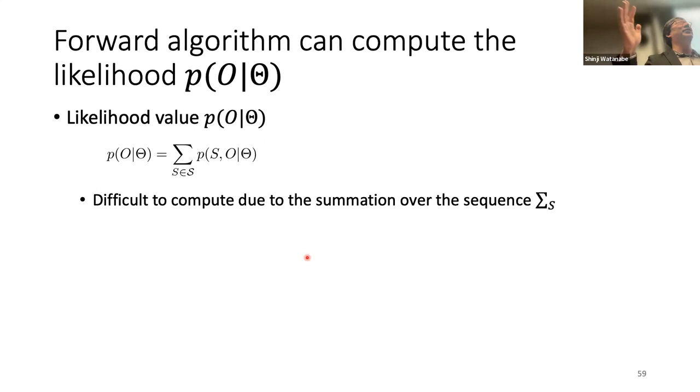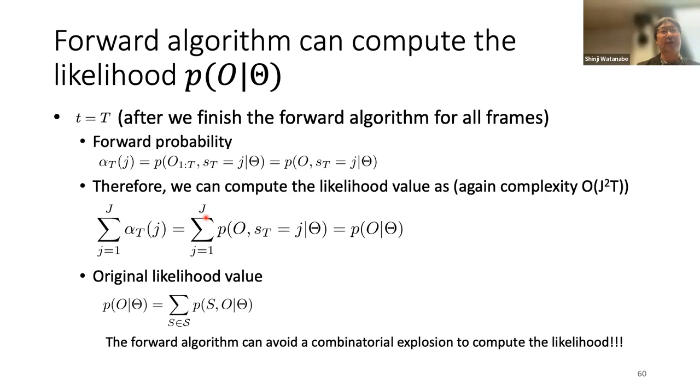Now we have all the forward variables, and actually there is a very nice side effect of the forward algorithm, which is that we can compute the likelihood. The likelihood is defined by the joint probability P(S, O), summed over all of the state sequences. In the last lecture we mentioned that we cannot compute it, so we should avoid it. But actually, the forward computation can also provide this likelihood value.